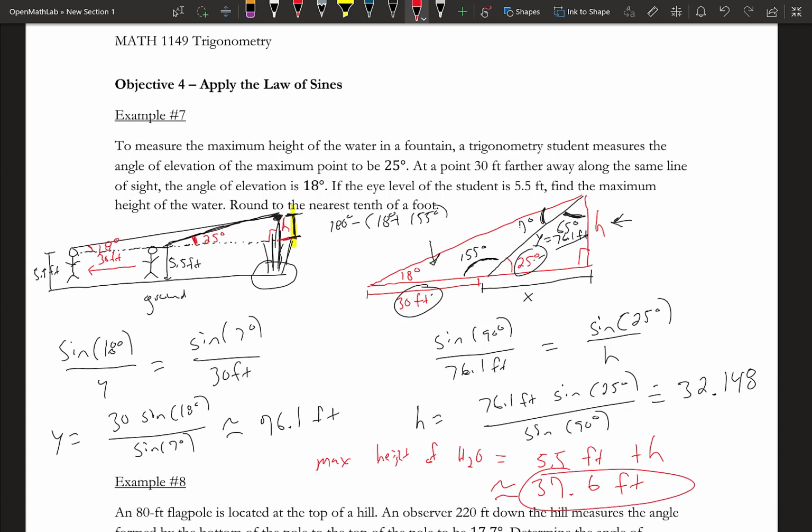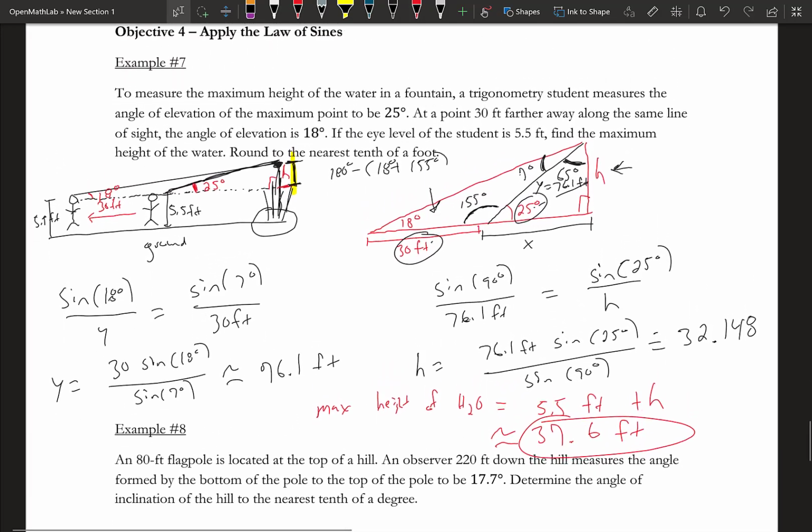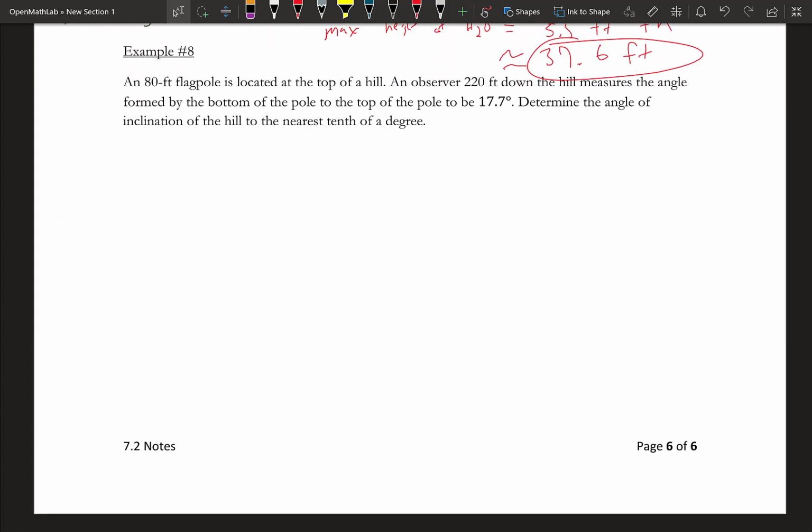So this was pretty involved, as you would expect with an application problem. Then I have one more to try, and in this one, we have an 80-foot flagpole located at the top of a hill. An observer 220 feet down the hill measures the angle formed by the bottom of the pole to the top of the pole to be 17.7 degrees. I took this problem out of the book, and it provides a picture for you. Rather than giving that picture in the notes, I thought I would just draw it here.